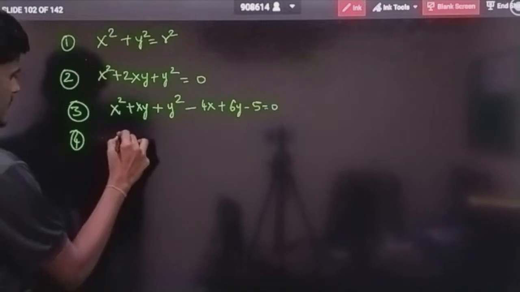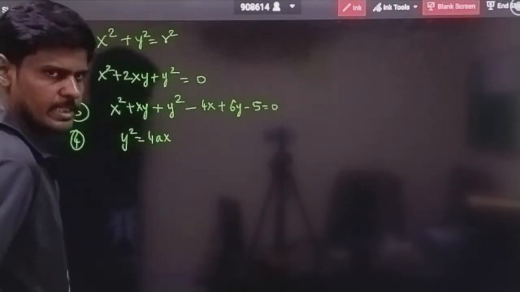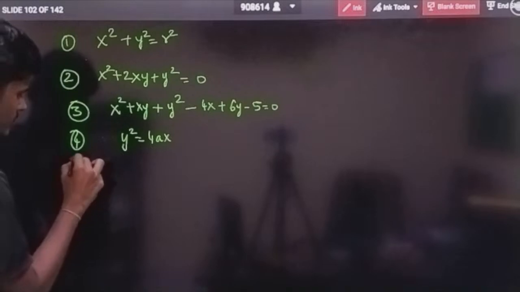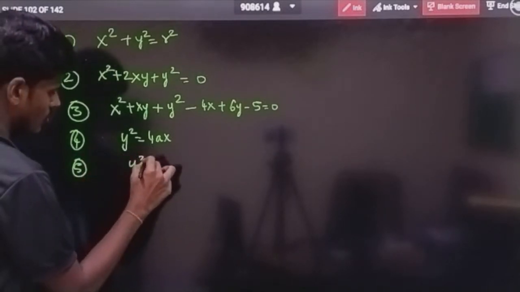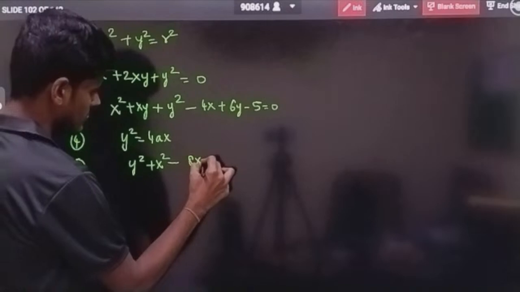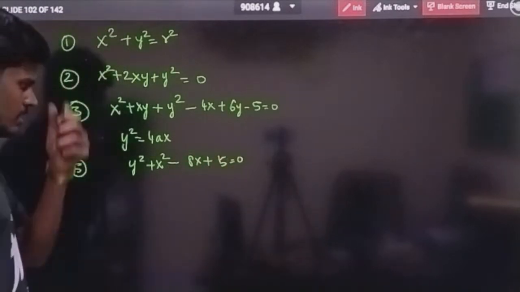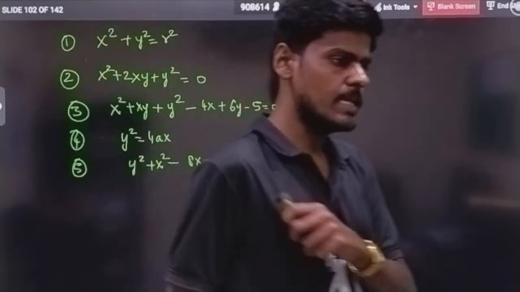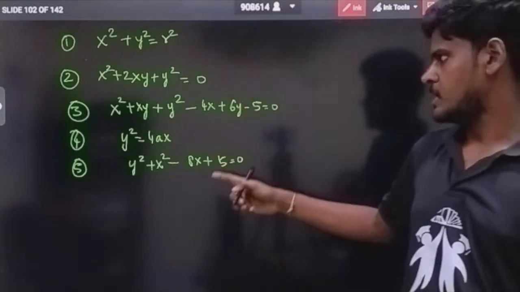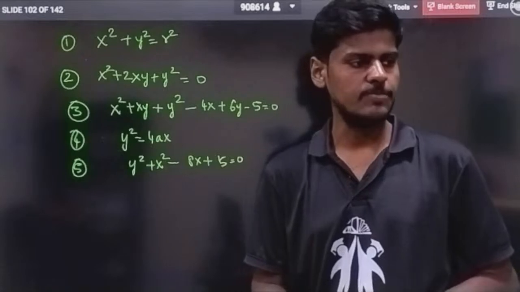We will consider other examples also. For easy understanding, we will take y square equal to 4ax. Another example, y square plus x square minus 8x plus 5 equal to 0. Now by considering these examples, what are the functions which are implicit and what are the functions that are explicit?